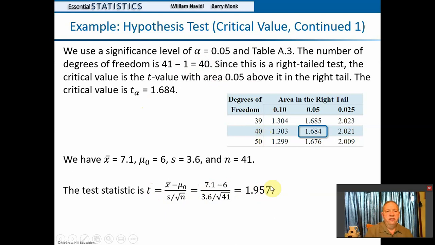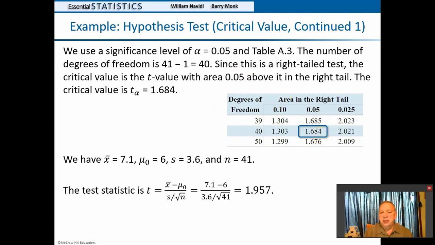Here we're going to use the critical value. We looked at the 0.05 in the right tail. The critical value with 40 degrees of freedom would be 1.684. Here's the area that I'm looking for. I go across, here's the degrees of freedom, and this is the critical value that gives me 0.05.